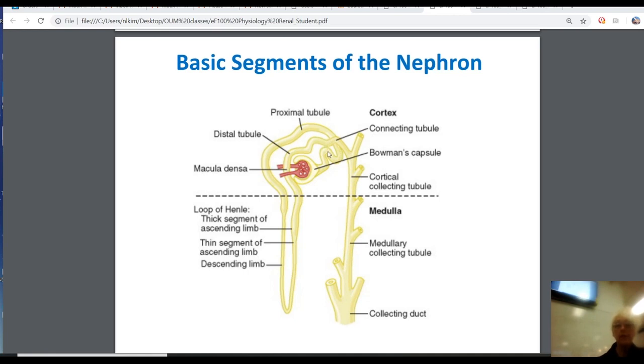So let's take a look. Out from the Bowman's capsule, we go into what we call the convoluted or proximal tubules, okay? And then coming around, we've got the proximal. Some people will call it the proximal convoluted tubule, so watch how it goes. Kind of twists like a river or a stream and comes up proximal. We're coming down. This is our descending loop of Henle. And notice some places are thicker than others.